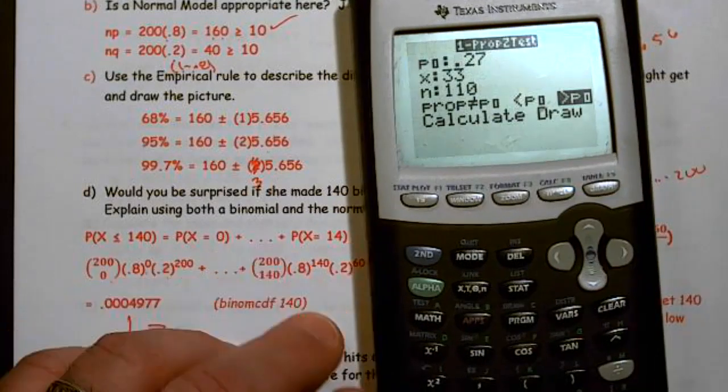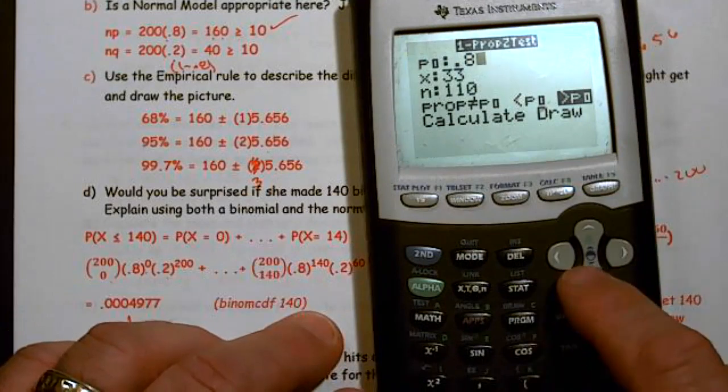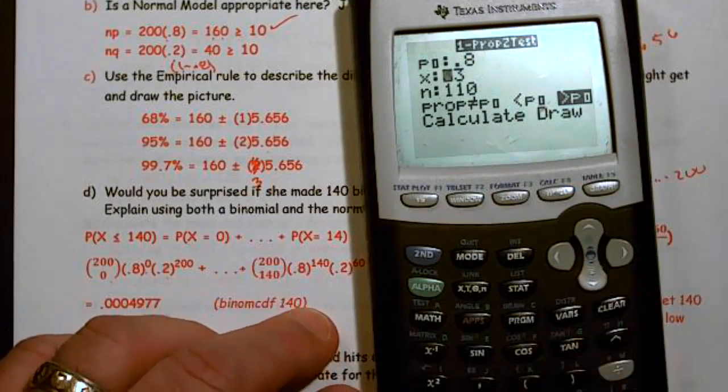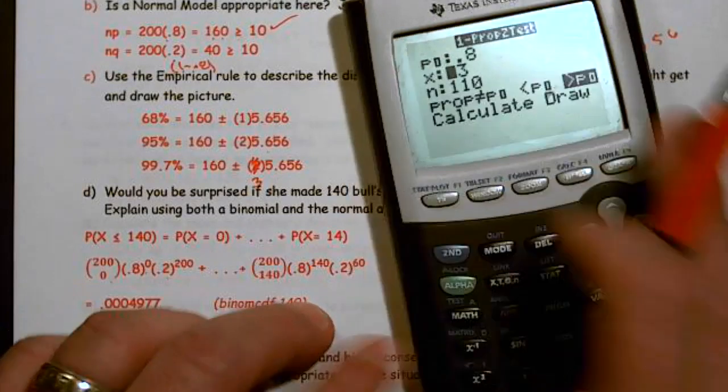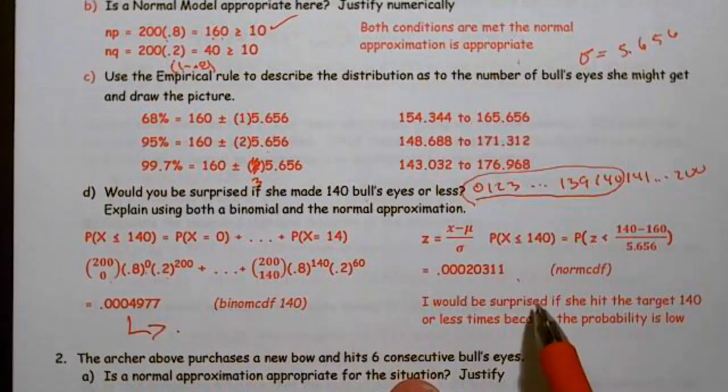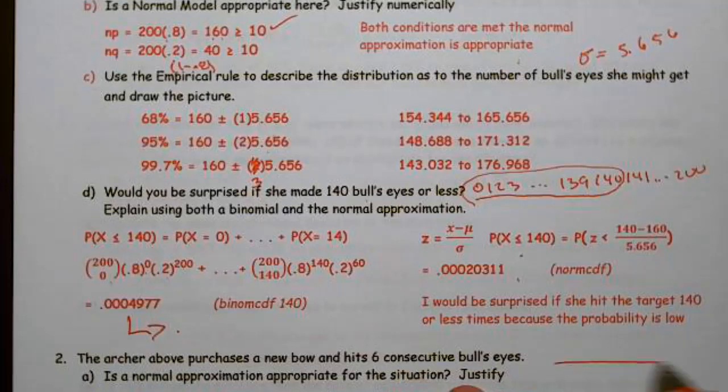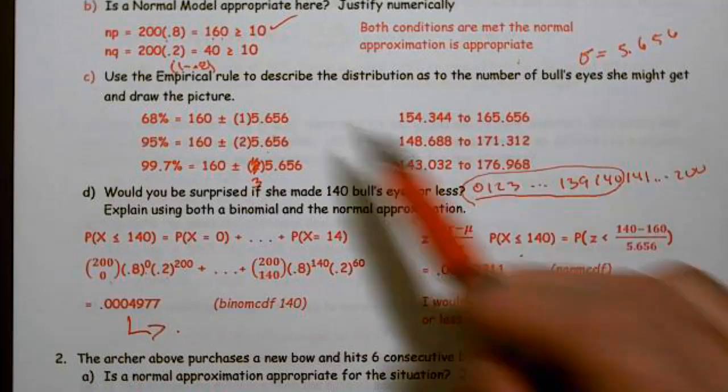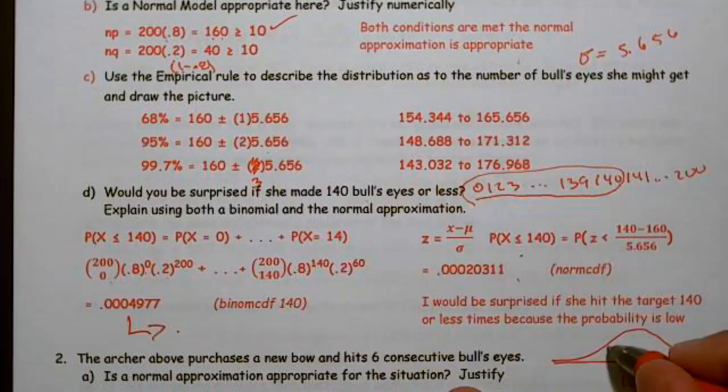Probability of a success is 0.8. Number of successes. So when we're doing this, this is not finding exactly 140. It's finding 140 or less. So basically it's saying, hey, you shot, and in this case our mean, what we expect, is to hit it 160 times. We calculated that above. But we want to know the probability that we hit it 140 or less. So it's calculating that area.